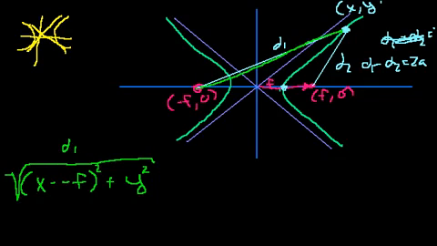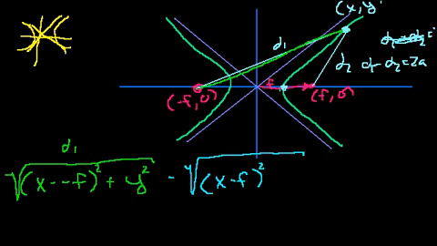And we want to subtract from that d2, right? The difference of the distances, and in this case d1 is definitely bigger than d2. You could take the absolute value if you didn't want to worry about that. And so here we get the square root of x minus f squared plus y squared. And what does that equal? Well, we said that equals this distance right here, so that is equal to 2a.